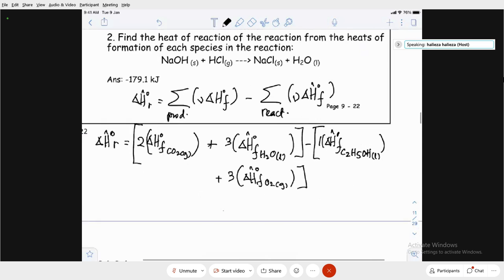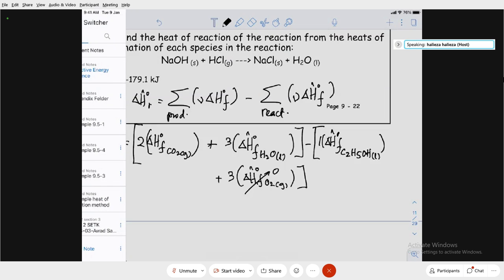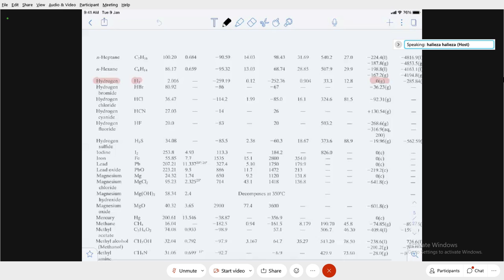And you know the heat of formation for any element is going to be 0, so you don't have to look it up. What we need to look up is these three terms. The first one is for carbon dioxide. So we're going to look up the heat of formation of carbon dioxide, looking at appendix B1, carbon dioxide gas.